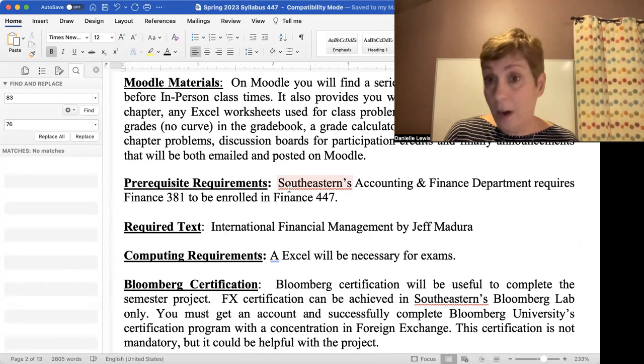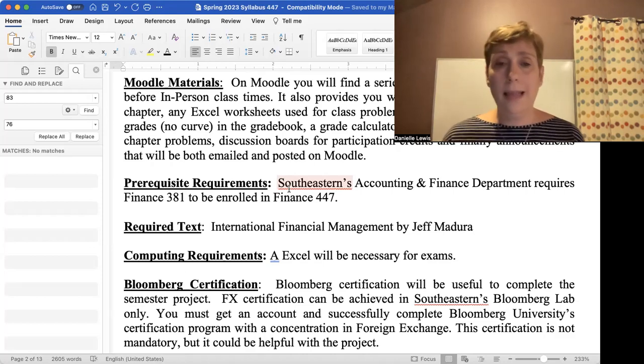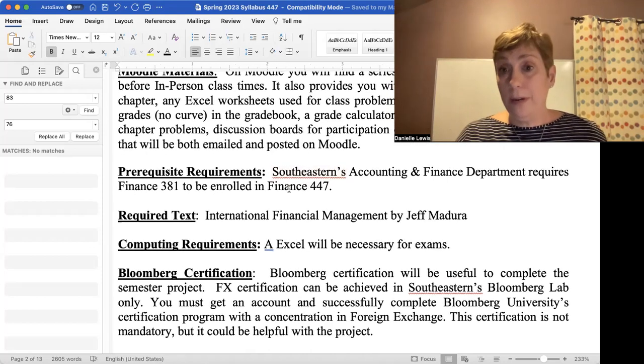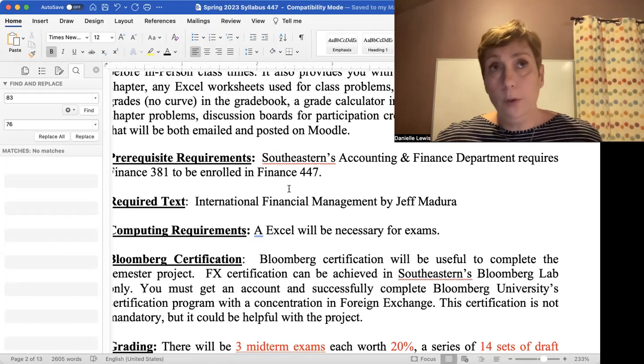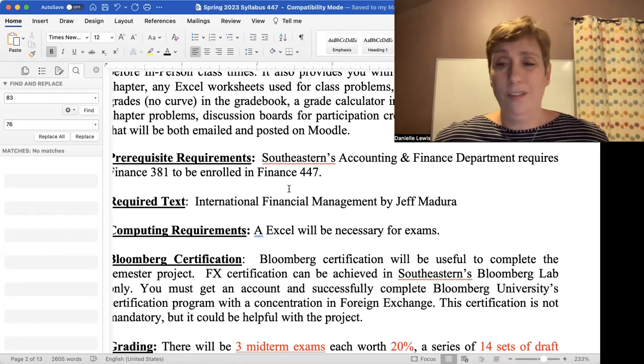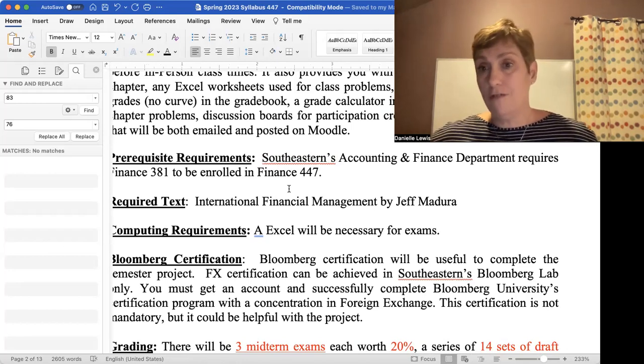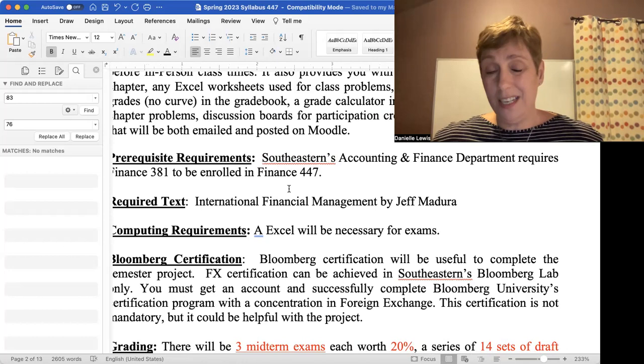During exams and also outside for your project, your case study, you'll need access to Excel. Hopefully you have that on your laptop. If you do not, use our computing labs. Also, I would highly recommend Bloomberg. You're going to find that really useful for this project. Downloading a series of exchange rates historically is really easy in Bloomberg. You can do that on a number of sites on the internet, but Bloomberg is really great.